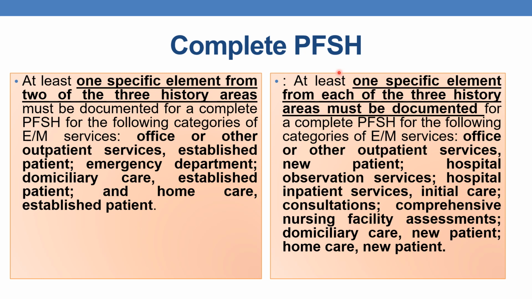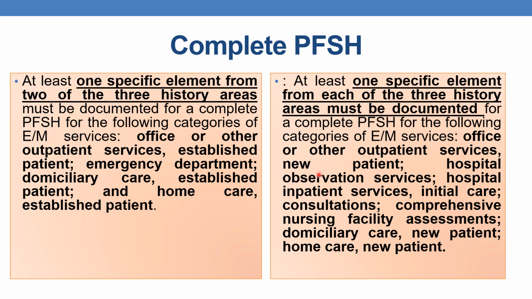Then what are the E&M services which require at least one specific element from all three areas? In some cases, the physician must document all three areas: past history, family history, and social history in order to call complete PFSH. The types of E&M services which require all three areas of history to be called complete PFSH are office and other outpatient services, new patient.